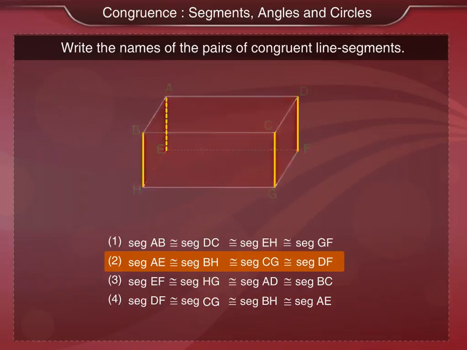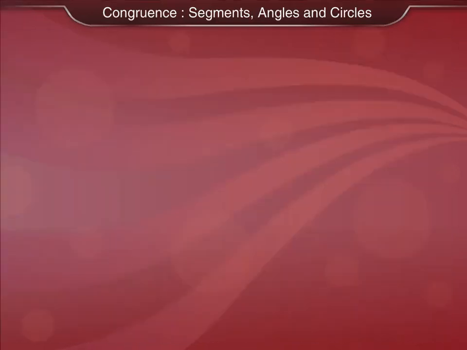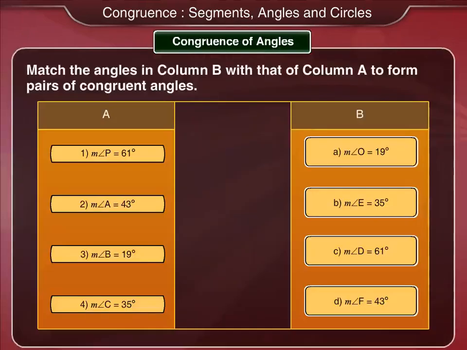Here is another activity. Look at the given figures. Are angles ABC and POR congruent? Angle ABC is equal to 70 degrees. Angle POR is equal to 50 degrees. Therefore, angles ABC and POR are not congruent.